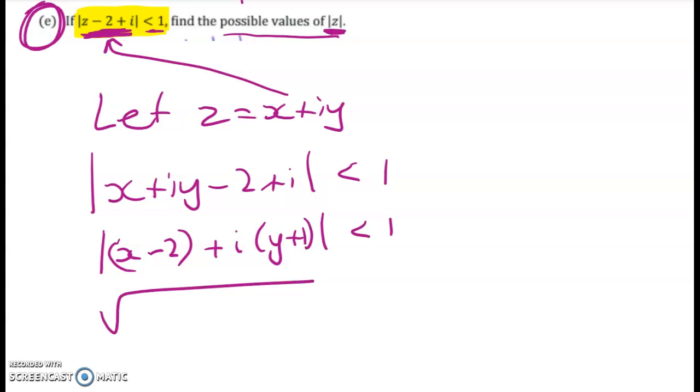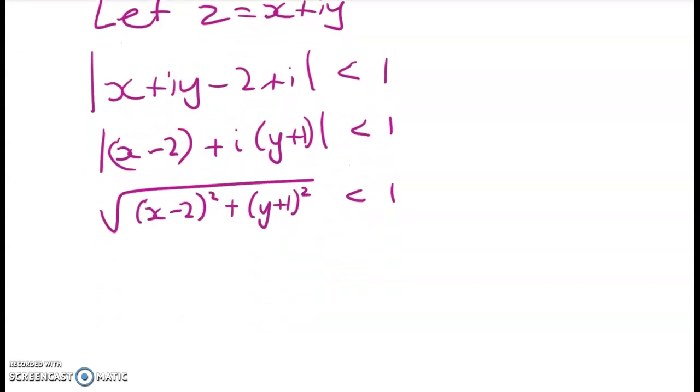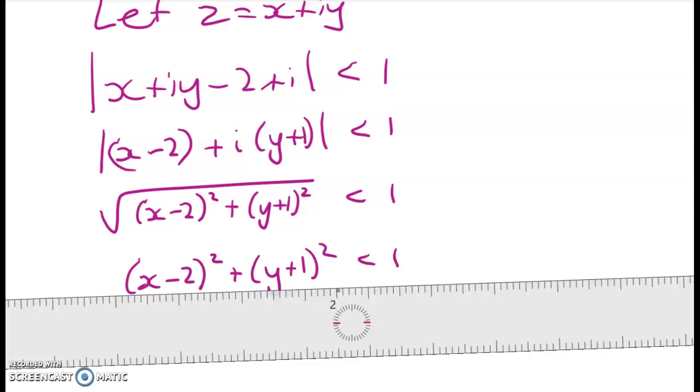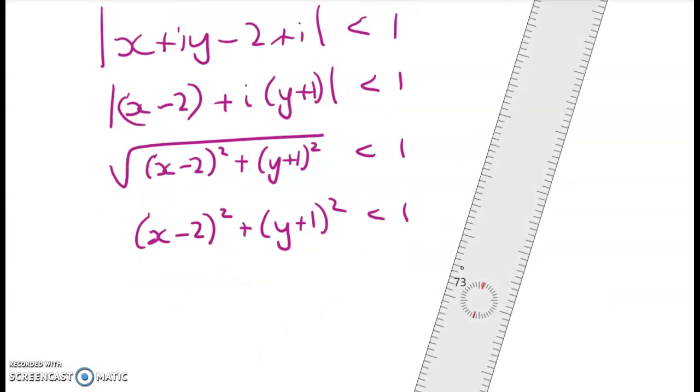Applying the definition of magnitude, we get (x minus 2) squared plus (y plus 1) squared is less than 1. And now we're going to square both sides. When I square both sides, I can see that I've got the equation of a circle, and the circle has a radius of 1.